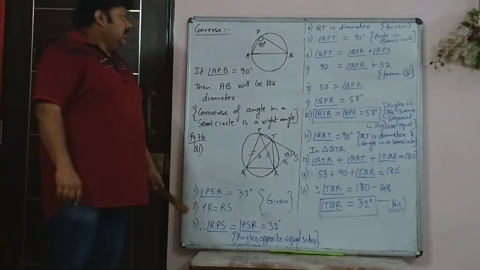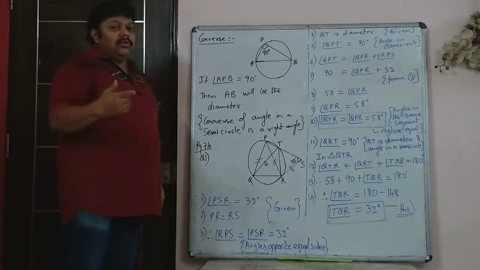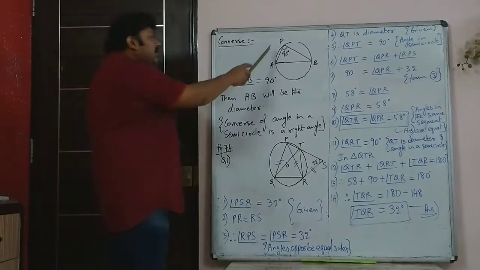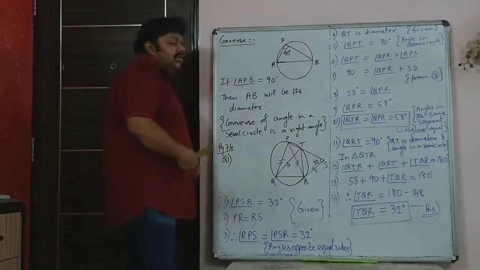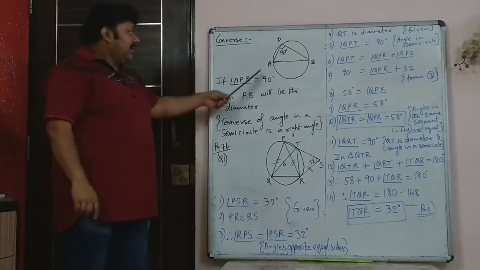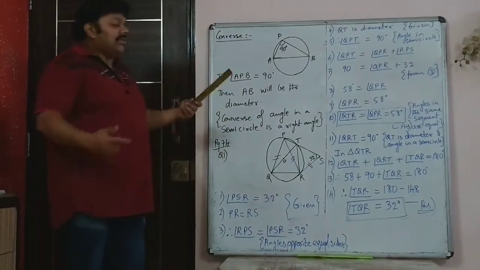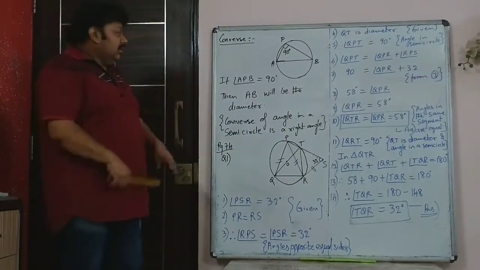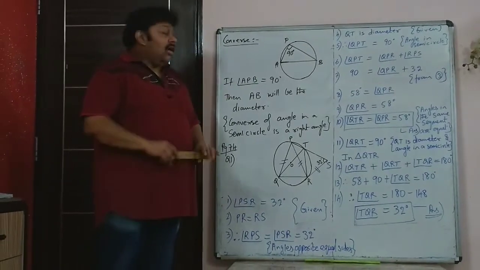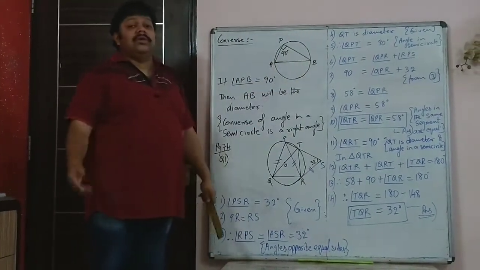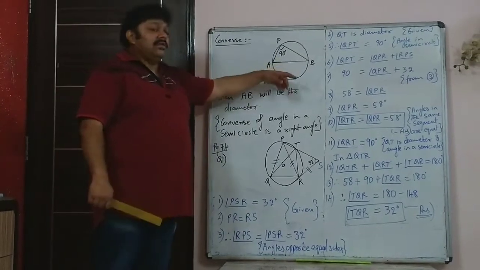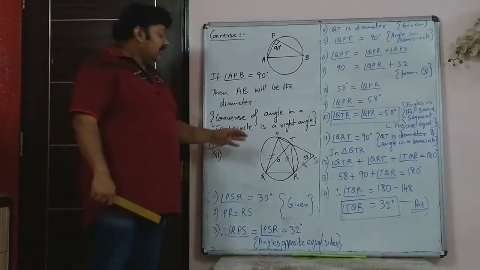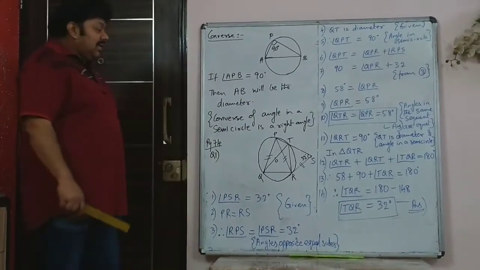Now you have the converse of what you wrote, that is, angle in a semicircle is a right angle. So now if the angle is 90 degrees, then AB is the diameter, that is the converse. So if angle APB is 90 degrees, then AB will be the diameter. Converse of angle in a semicircle is a right angle. So sometimes for 1 mark, after finding the angle, you have to prove AB is the diameter. So once you get the angle is 90, you can directly write therefore AB is the diameter and write the reason: converse of angle in a semicircle is a right angle.